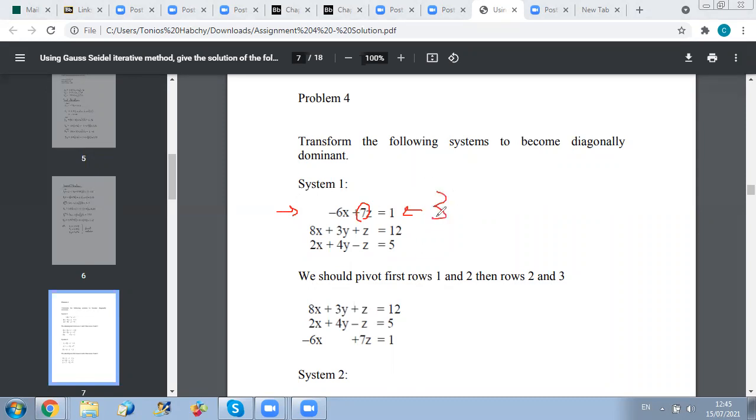Third. Very good. This should be the third equation. I go to the second equation. It has the highest coefficient, but it's not enough to have the highest coefficient on the diagonal. I should make sure it's larger than the summation of absolute values of the elements. So 8 is larger than 3 plus 1. So this one must be in the first place. And for the last equation, the larger coefficient, which is 4, is larger than 2 plus the absolute value of -1, which is 1. 4 is larger than 3. So this equation should be in the second place.